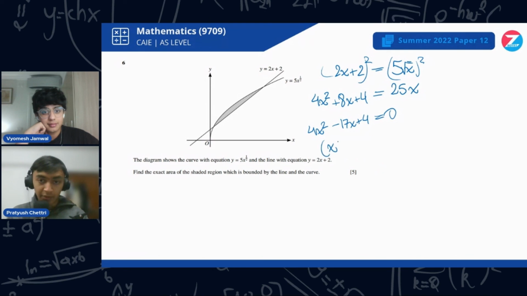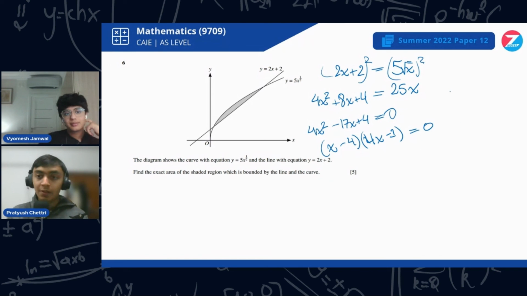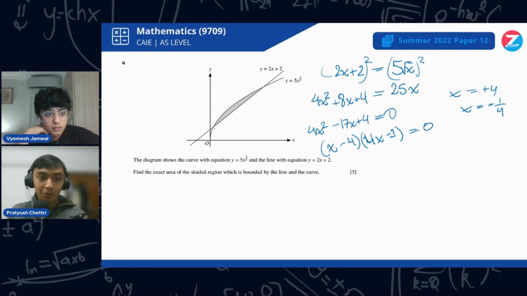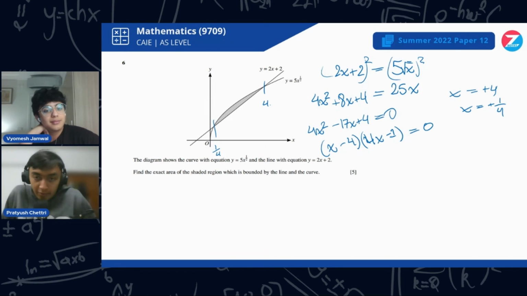I'm gonna pretend that I factorize that. 4x minus 1 equals 0. So x equals plus 4, x equals plus 1 by 4. So now I know this is 1 by 4, because this is less, and this is 4, because it's more. Now that I know my bounds, I can carry on with the rest of the question.